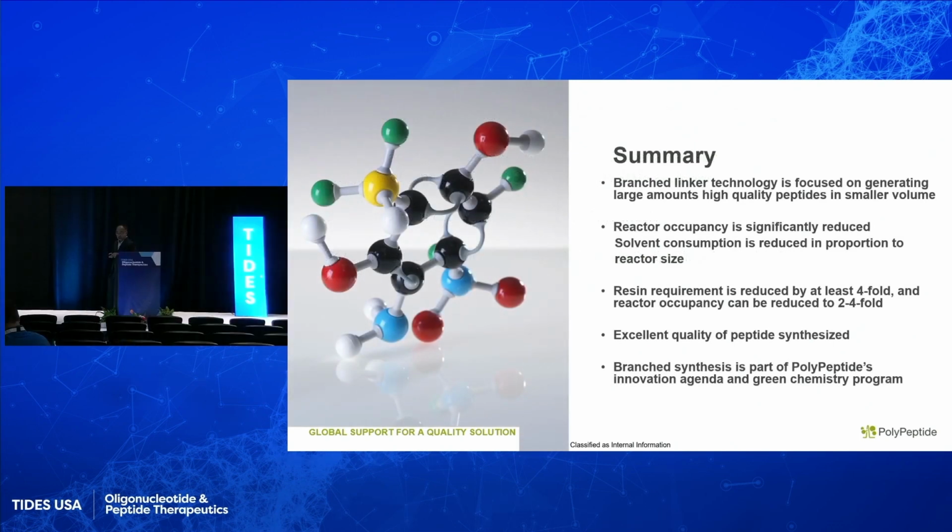So in summary, I think I've said many of these, but the resin saving can be very significant because most of the branch binding site is translatable. That means you can save the resin at least four times. Quality is generally not diminished. You could achieve excellent quality. And this is one of the polypeptide innovations, a part of the green chemistry program.